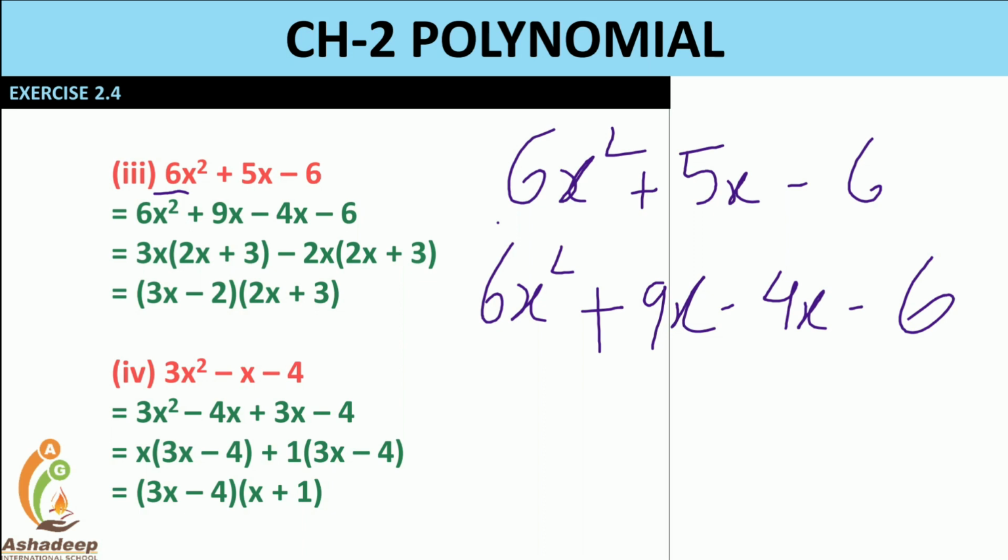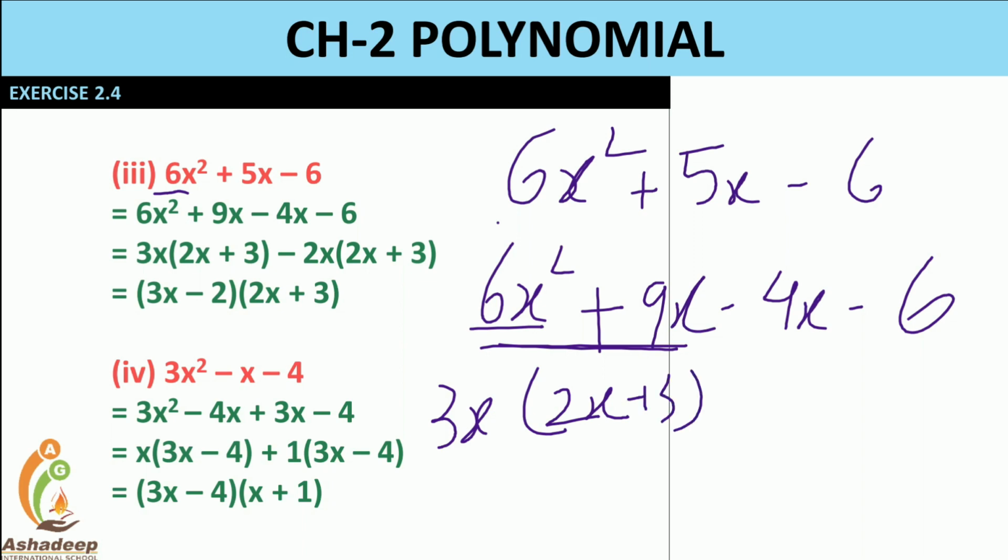Now see, out of these two terms, what is common? Simple, it is 3x common. If 3x is common, so here 3 twos are 6. Here 3 threes are 9. The third term's sign is common, so minus is common. Out of this, 2 is common. If 2 is common, then what is remaining is 2x plus 3.